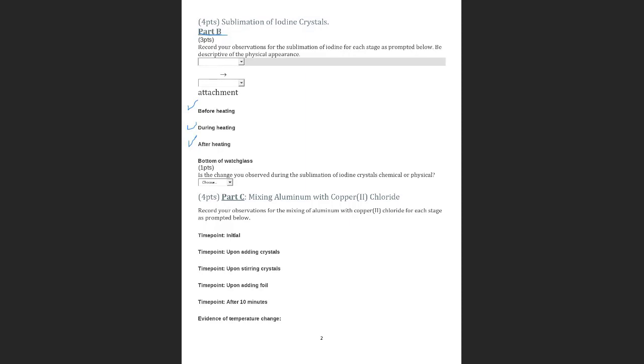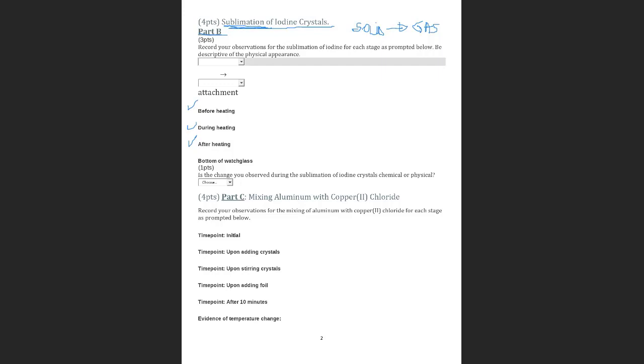And here it says, sublimation of iodine crystals. First of all, what is sublimation? We have to learn what you call all the different changes. Sublimation is when you have a solid, you heat the solid, and it goes straight from the state of solid to the state of gas.